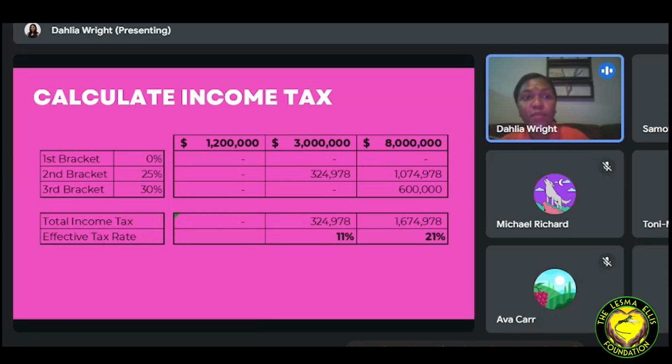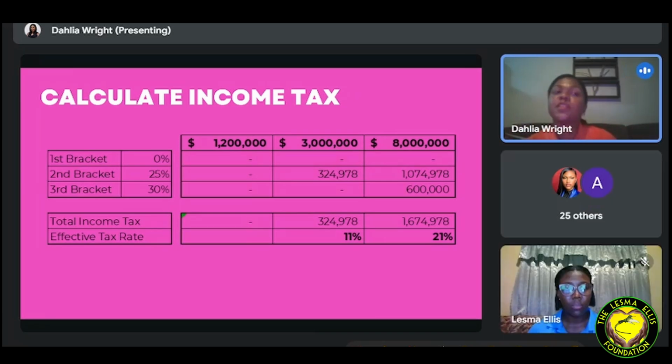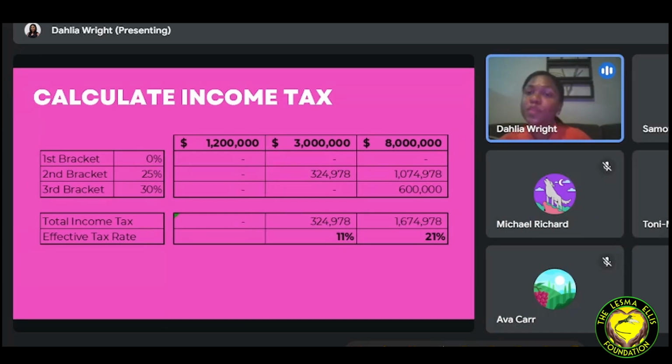So the second calculation is at 3 million. For 3 million, the first 1.7 million dollars is not taxed, because that part would fall into that first bracket or that first threshold. So everything above 1.7 million to 3 million, which is going to be about $1.3 million, is taxed at 25%. Which means you're going to be paying essentially $325,000 in income tax per year.